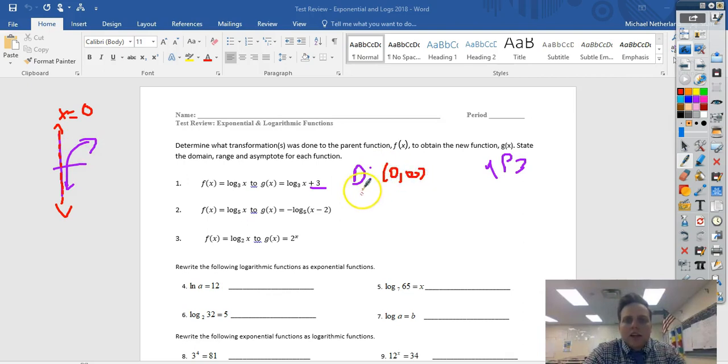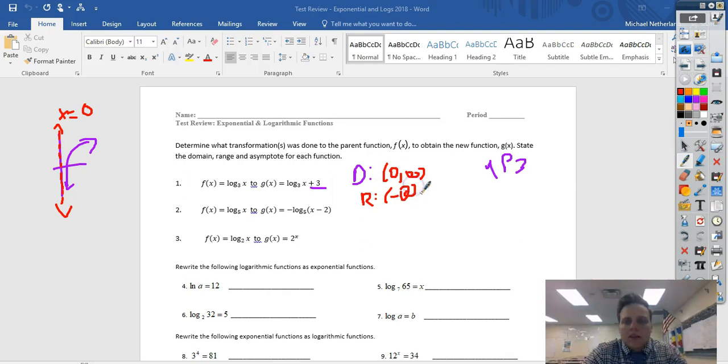Now look at your range. Does moving your range up 3 affect it? Well, it goes down forever, and then it slowly goes up forever. Is going up 3 more going to affect negative infinity to positive infinity? No, it's still negative infinity to positive infinity.